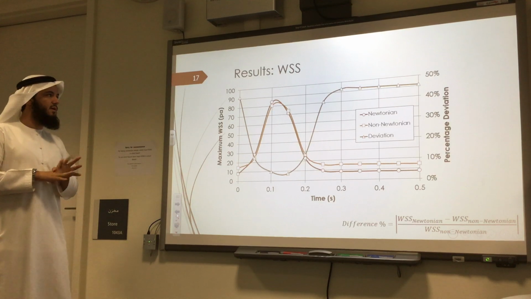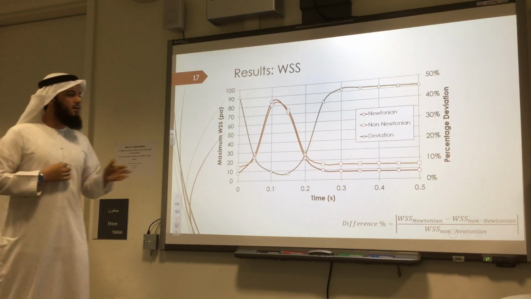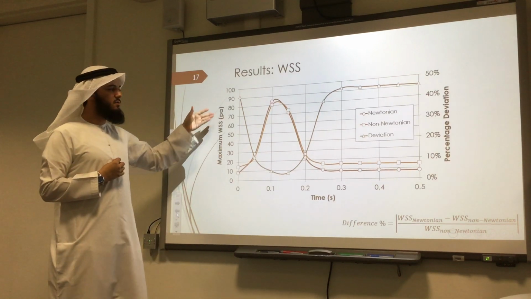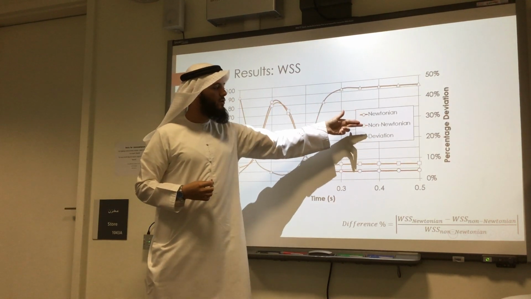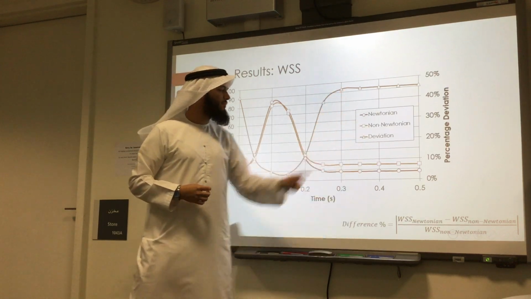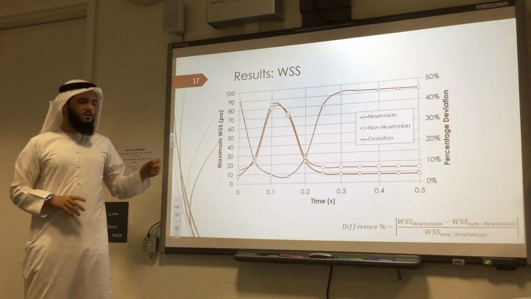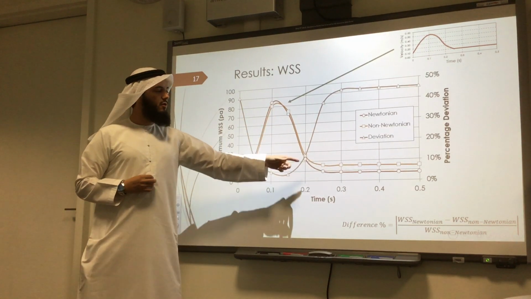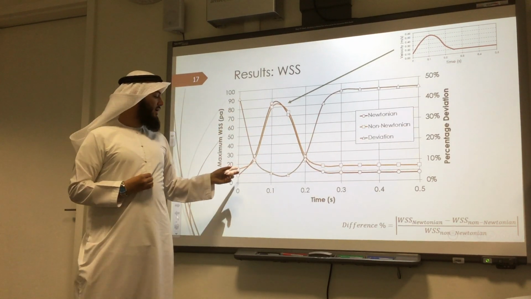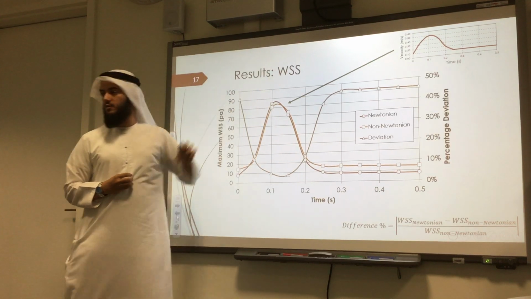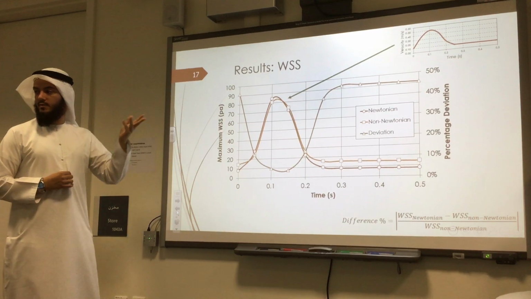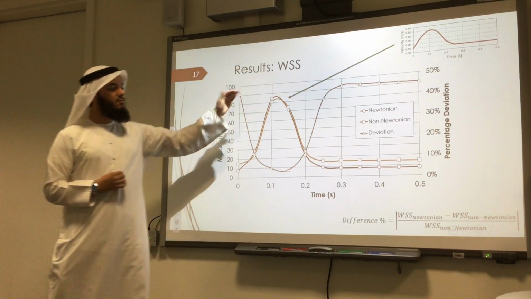This is our first graph, we can say. First of all, this is time with maximum wall shear stress. You have the Newtonian model, the non-Newtonian model, and this is the deviation. First of all, you can notice that the wall shear stress profile is similar to the velocity profile. This is the first thing we notice, because wall shear stress is dependent on velocity, so it's following the path of the velocity.